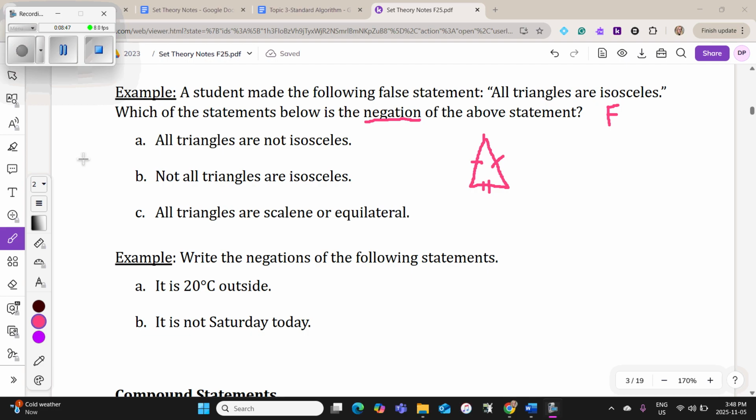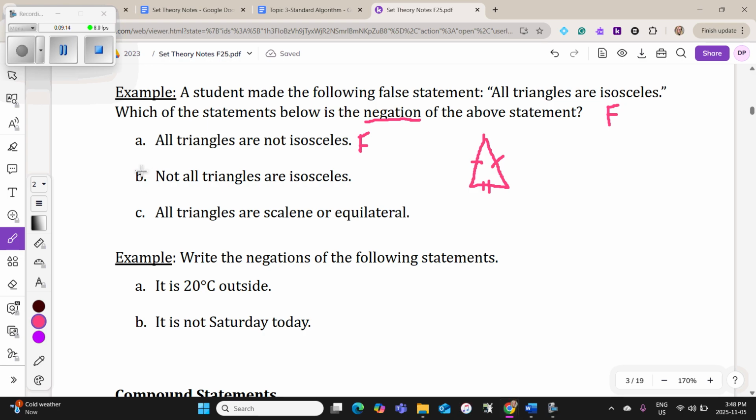So all triangles are not isosceles. I noticed right away that that word not has been added. However, this is still a false statement because we still have isosceles triangles. So that one cannot be the negation.